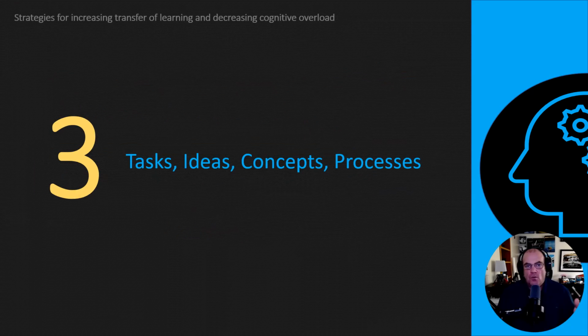Next, we do not want to present more than three tasks, ideas, concepts, or processes at one time. Even highly complicated processes, concepts, or tasks have to be broken down into smaller steps. Ideally we have one to four items in working memory. If we present three, it leaves a third space for learners to bring in information from past experiences to help make the material we're teaching sticky.